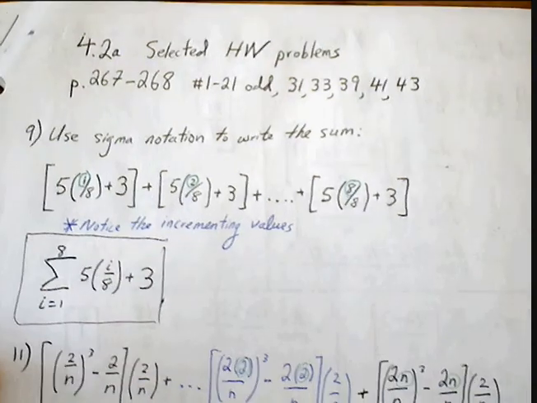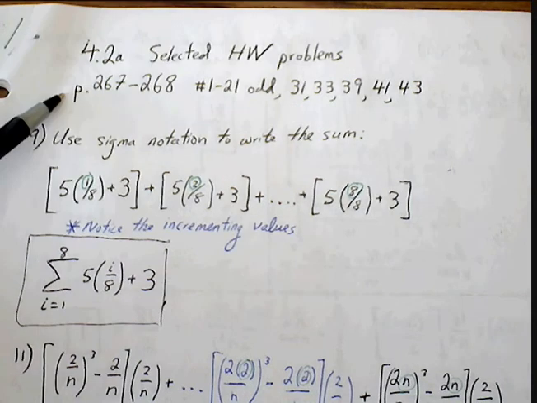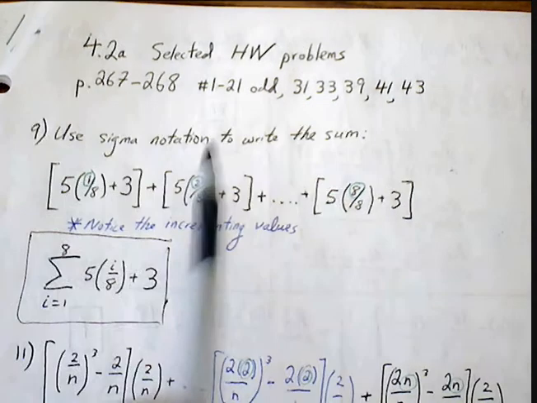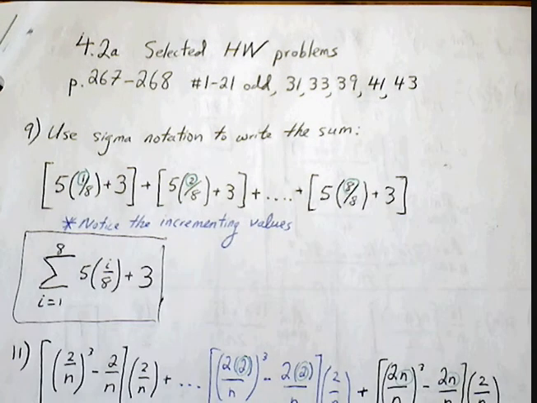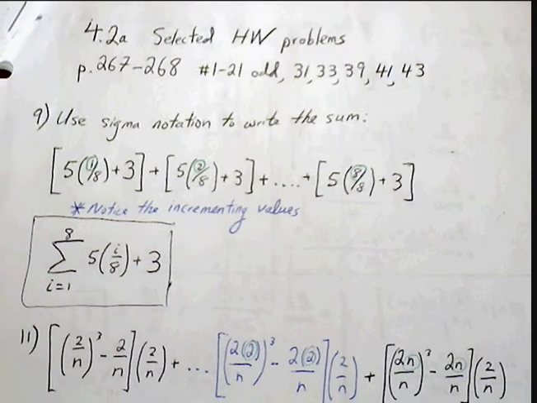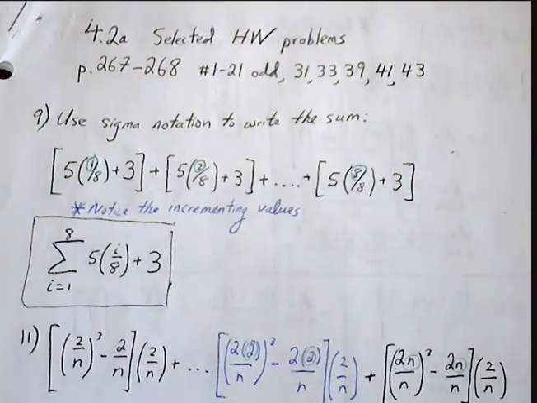Let me go over some selected homework problems from 4.2a. So this is from page 267 to 268. Here are all the homework problems, but I'm only going to be picking out either ones I think are good for you to see or ones I'm going to be going over in class. So number 9, use sigma notation to write the sum.